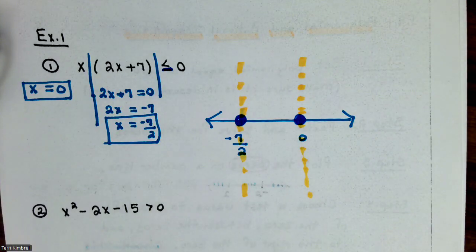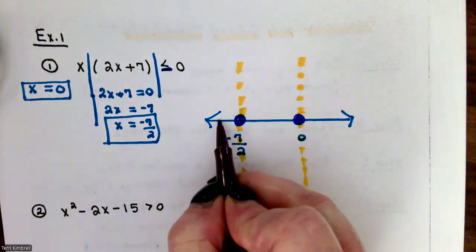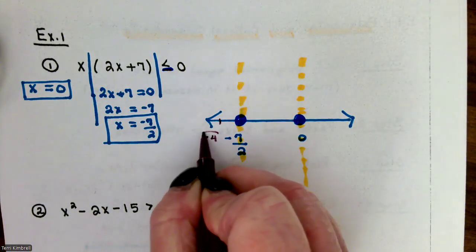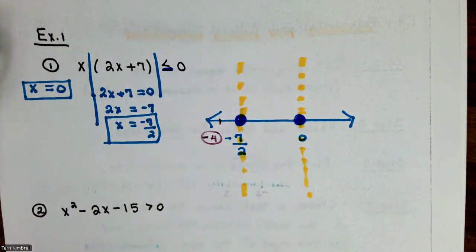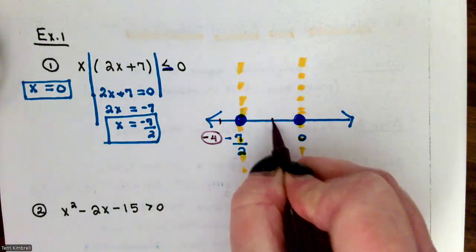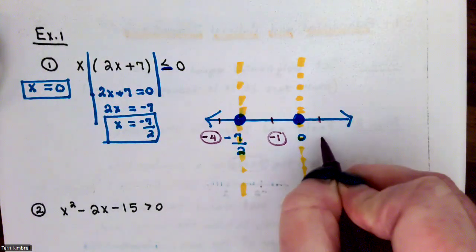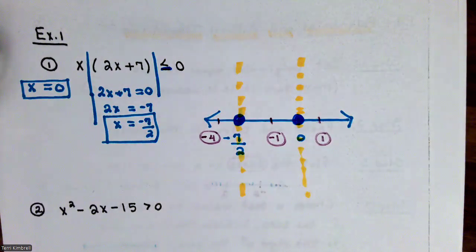Okay, so now I'm going to test some values. So when you look at negative 7/2, that would be negative 3.5. So you can pick any number to the left of that. So I'm going to pick negative 4. Okay, a number between those, I'm going to pick a negative 1. You can pick any number there. And then you're going to pick a number to the right of 0. So I'm going to pick 1. And again, you can pick any number that you prefer.